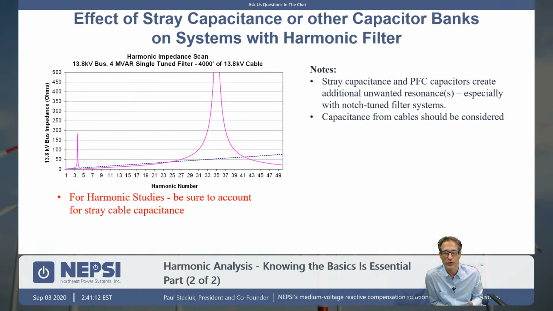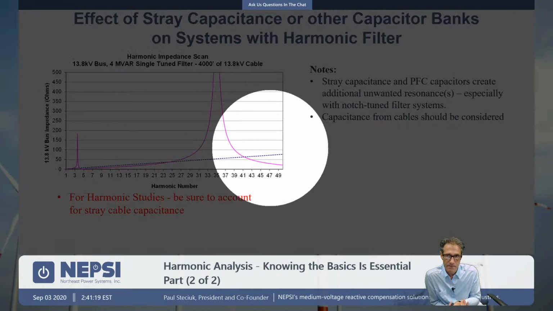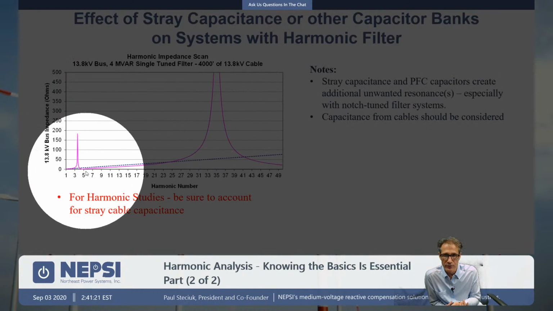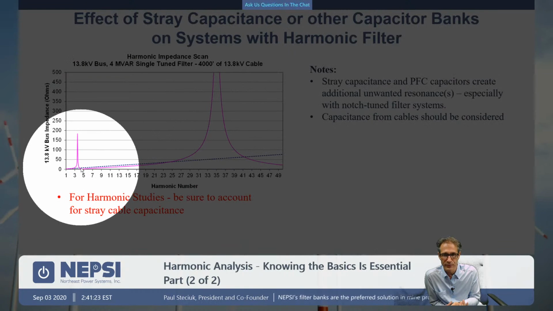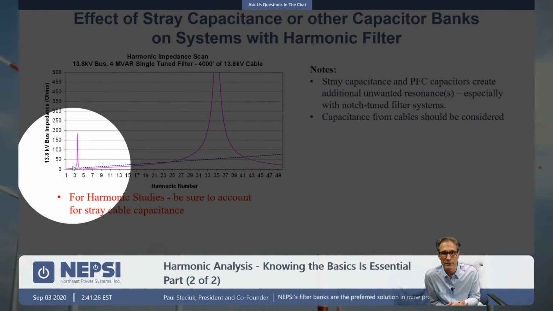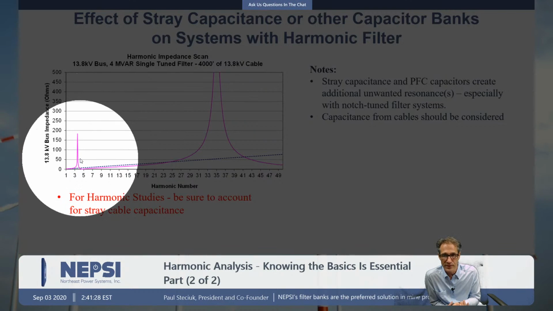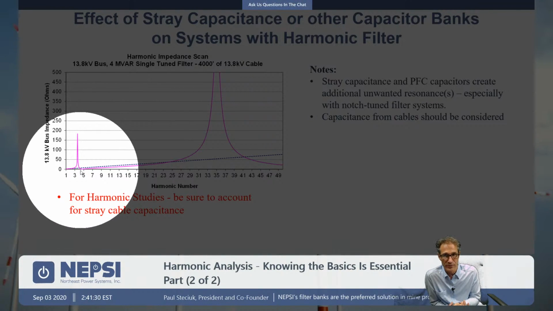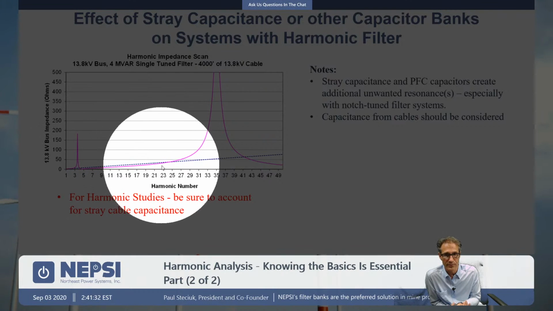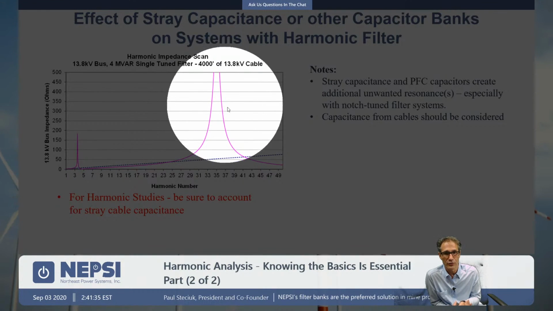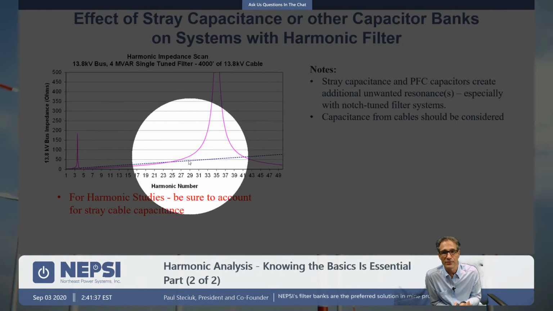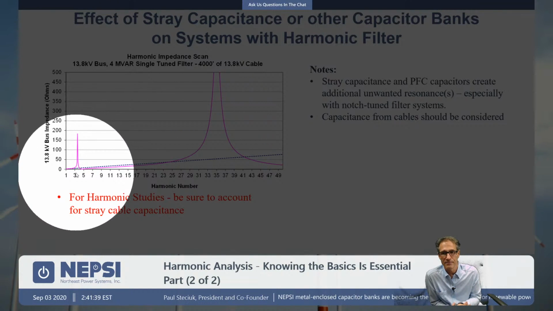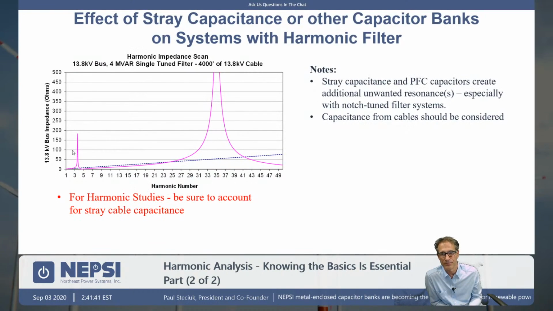What about stray capacitance? In this situation, what we show is a harmonic filter, and it's tuned to the 4.7th harmonic. So I can look at this curve and see what's going on. I've got a resonance here. It drops down to 0 or 0 ohms just about, and then it comes up like this, and we have another resonance here. So this is very typical of a system that has a filter on and some cable capacitance.